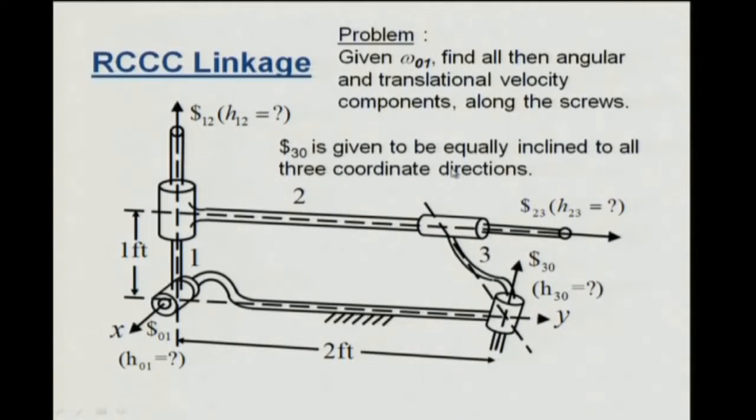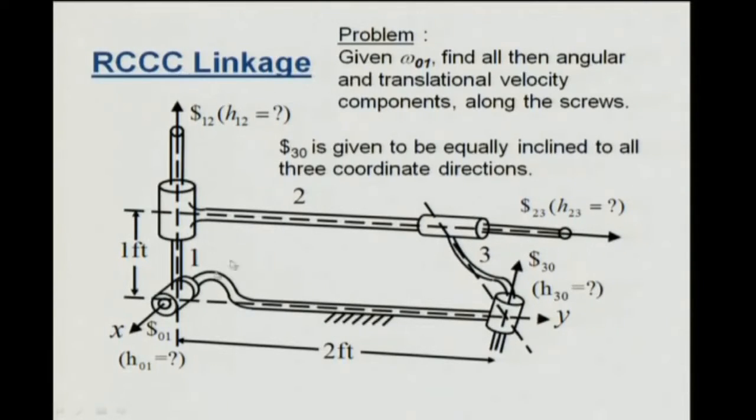So this is the problem. I am given this mechanism, you can see this is spatial, that is why it is related to robotics. There is a revolute joint here, purely revolute, and 1, 2, 3 cylindrical joints. So that is why it is an R, CCC linkage.